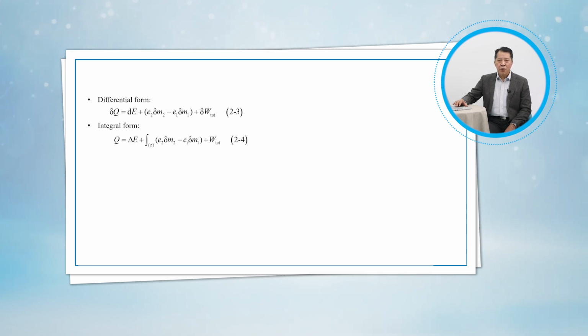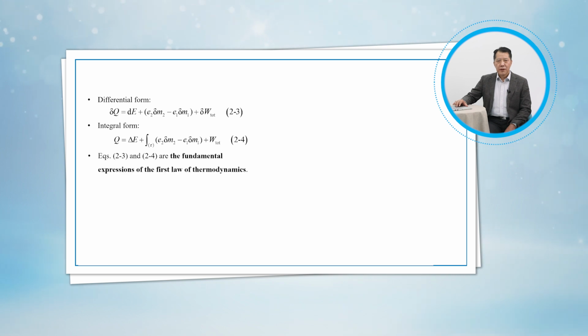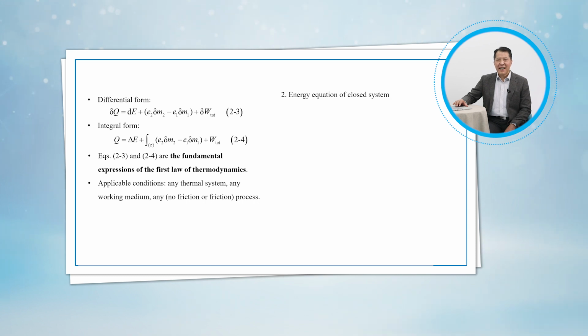The integral form of the first law is equation 2.4. Equations 2.3 and 2.4 are the fundamental expressions of the first law of thermodynamics. They are applicable for any thermal system, any working fluid, any process. Let's talk about the expressions for the special cases.